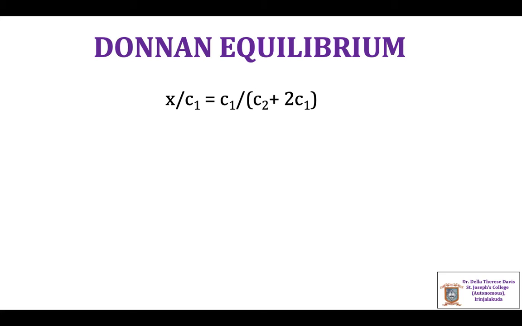And the fraction x by C1, that is the LHS, gives the fraction of NaCl that diffuses into the NaR side at equilibrium. That is, x represents the concentration of ions that diffuse to the right side, and C1 being the initial concentration. The term x by C1 gives the fraction of NaCl that diffuses into the NaR side.